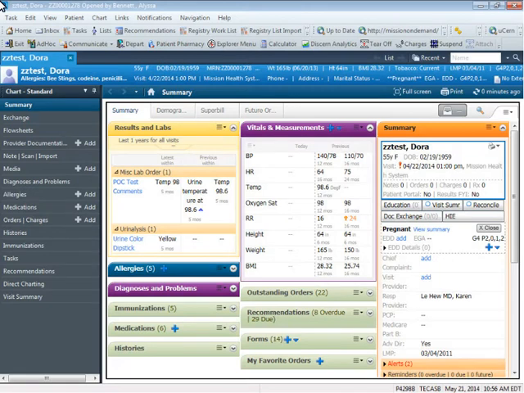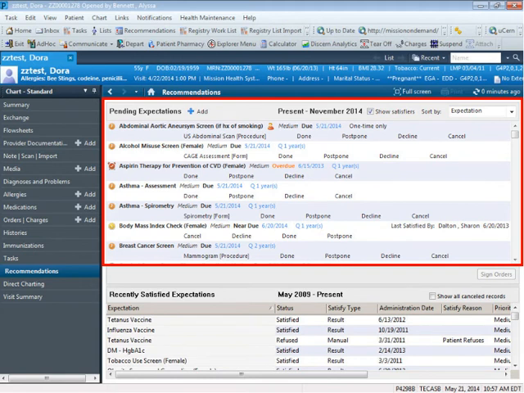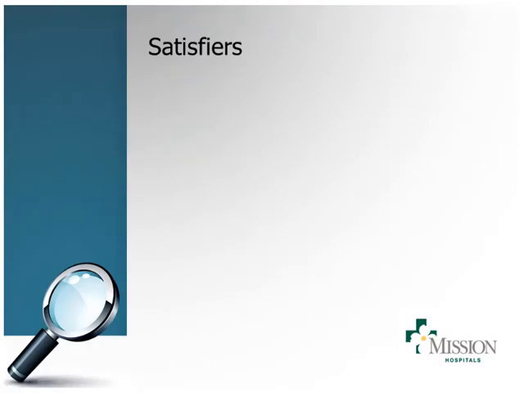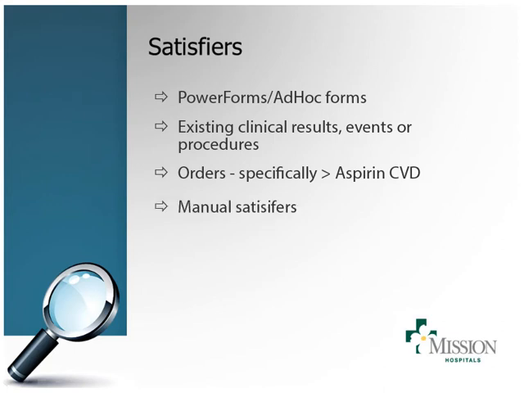From the patient's chart, go to the Recommendations section. The Recommendations screen displays a listing of all pending and recently satisfied recommendations. During the patient visit, you will review the list of pending recommendations with the patient and work to update or satisfy the items that are pending. Each recommendation has a set of satisfiers associated with it. Satisfiers include power forms and ad hoc forms, existing clinical results, events, or procedures, orders, specifically aspirin CVD, and manual satisfiers.